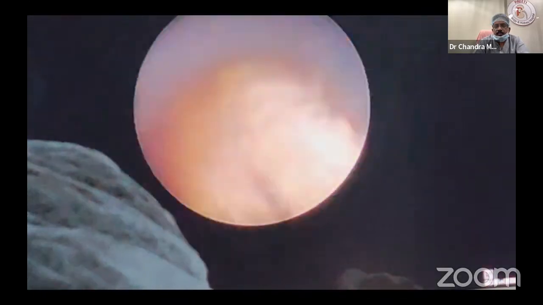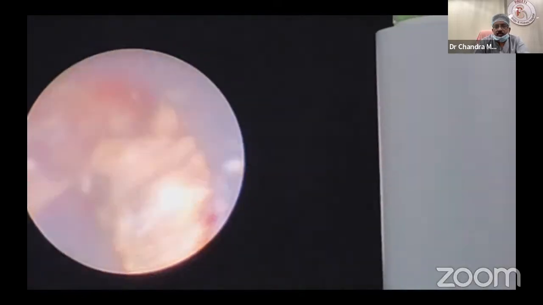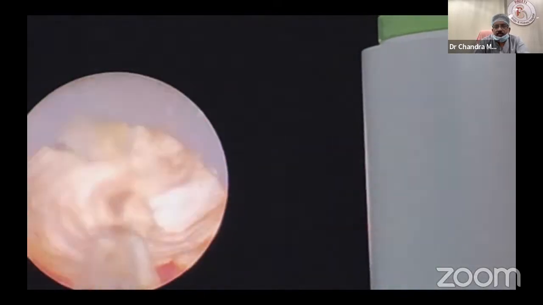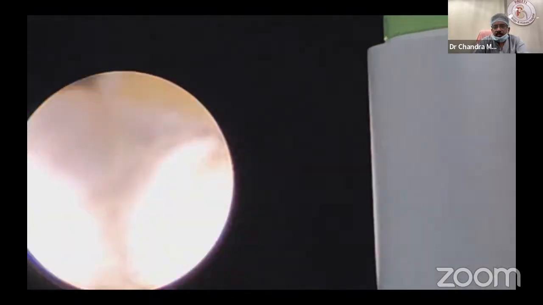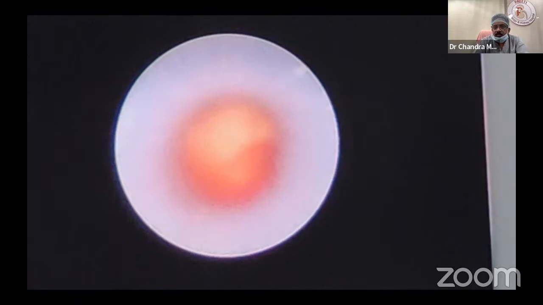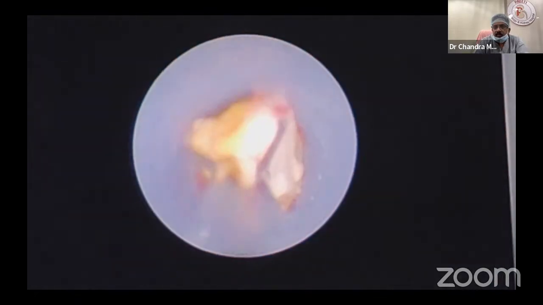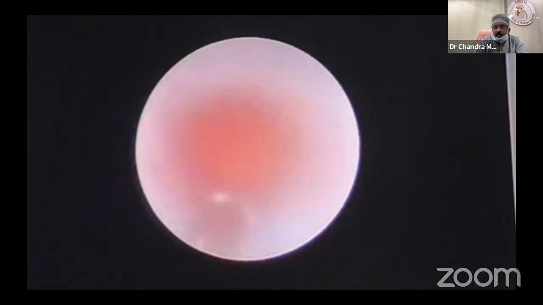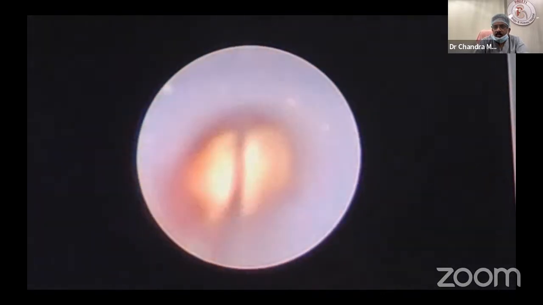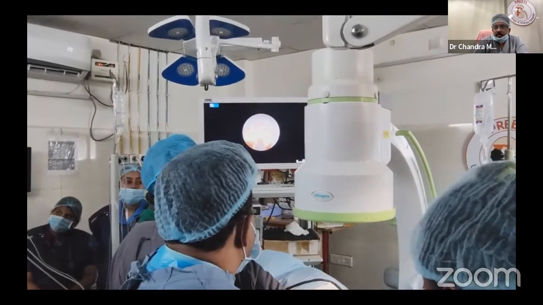Because it is in the pelvis, invariably some amount of wall will be touched. This is an easy case, so don't make it complicated by using the laser. So simply in 15 French, what size of scope is this? 12 French. Which company? Wolf. So with Wolf, if you dilate more, bleeding will happen.